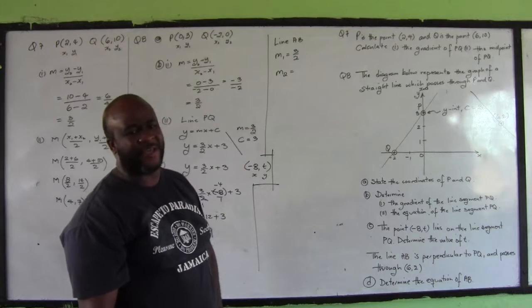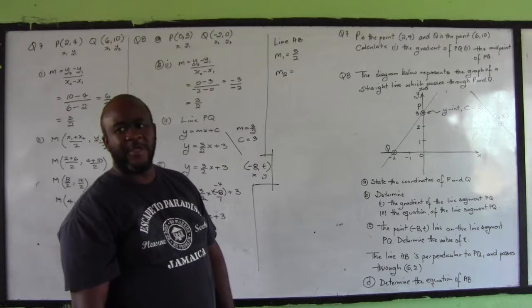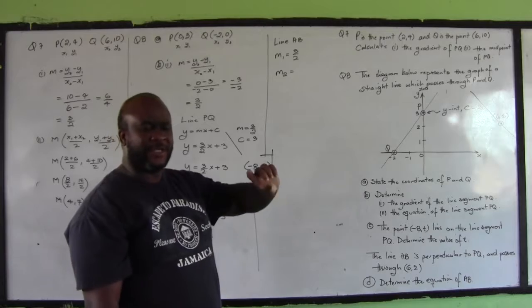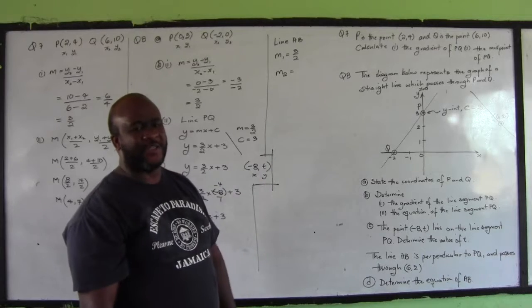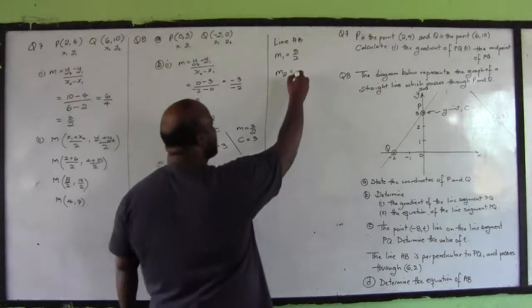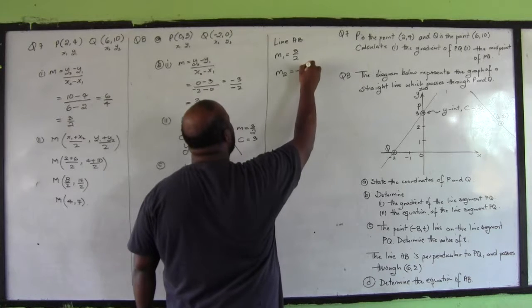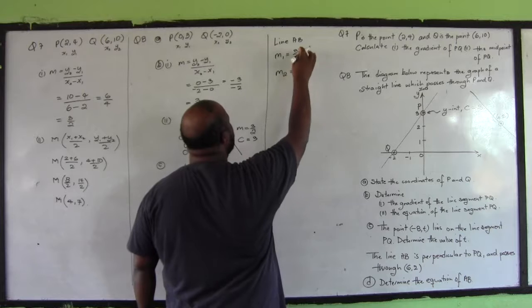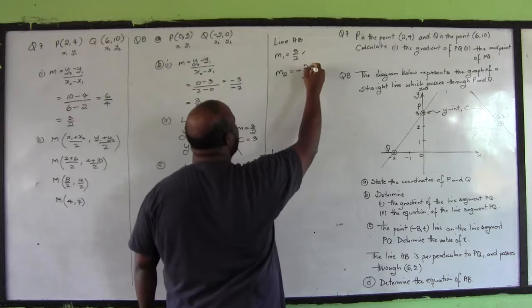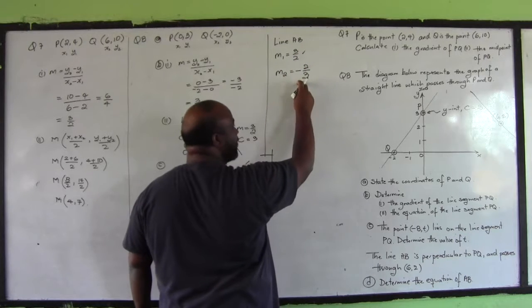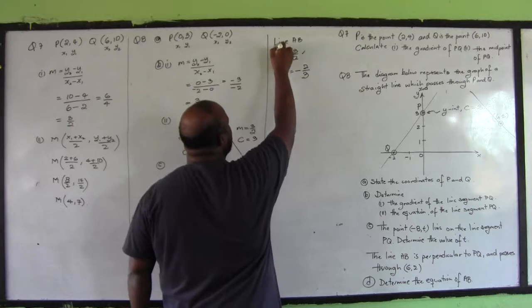If they are perpendicular and you know the gradient of PQ, what must you do to the gradient of PQ to get the gradient of AB? You must invert the gradient and change the sign. So it becomes minus 2 over 3. So this is the gradient of PQ, and this is the gradient of AB.